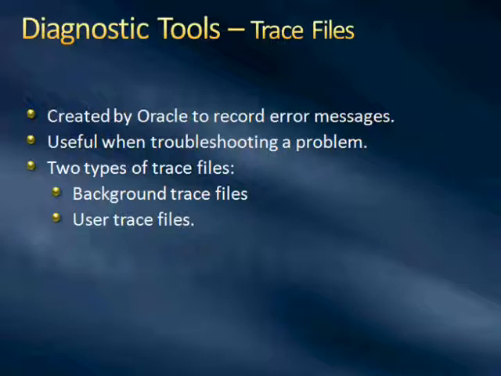Trace files are created by Oracle to record error messages. These are really useful when the DBAs want to solve a problem and see what occurred. This is more specific than the alert log files. Depending on the type of the error message, Oracle creates a different kind of trace file. There are two kinds of trace files: background trace files and user trace files. We will cover both so we can see the difference.